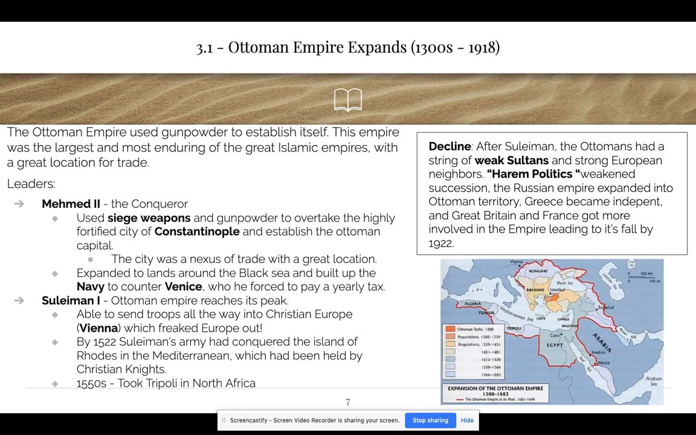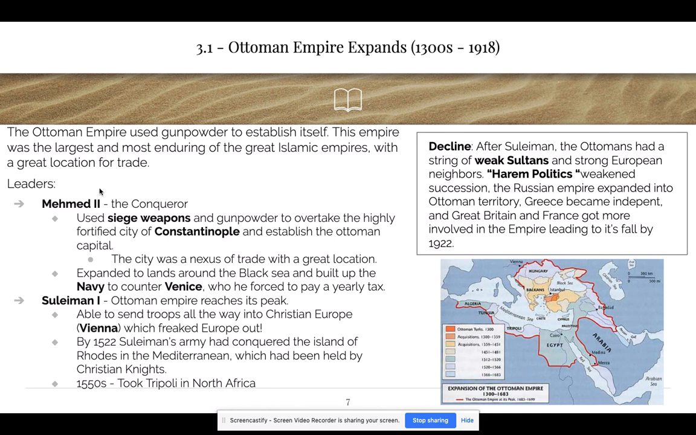Now let's talk about the Ottoman Empire, which is one of the longest existing empires in the history of the world. It used gunpowder to establish itself. It was the largest and most enduring of these Islamic gunpowder empires. This is very significant. Write this down. The location of the Ottoman Empire was highly significant because it gave them easy access to trade with Europe, Asia, Africa, and of course the Middle East.